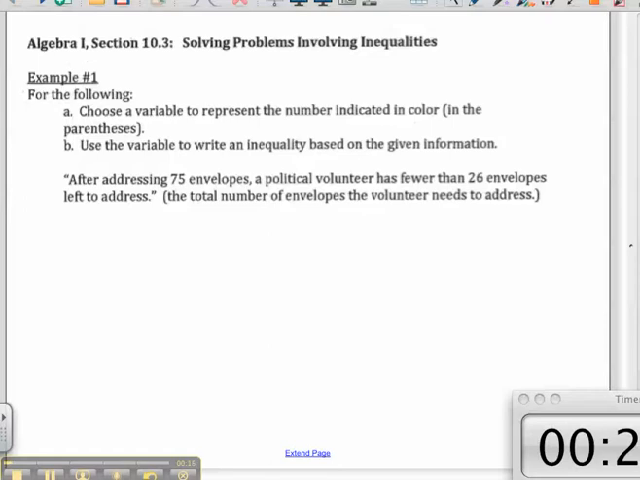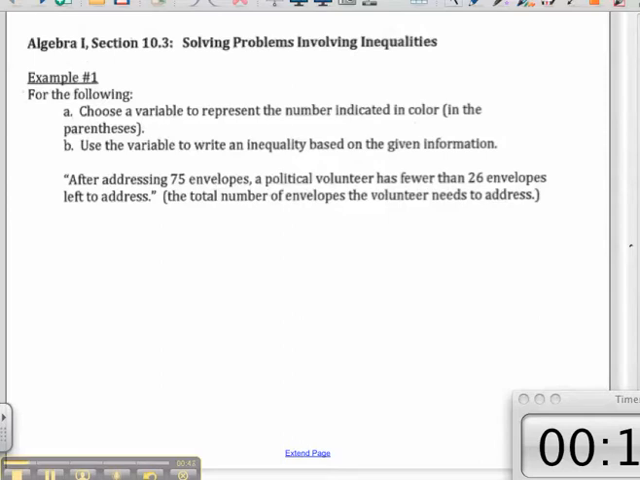Okay? So when we look at this, actually the printed thing, it had it in color, so I put parentheses. Okay? So be looking for the stuff in your homework from the parentheses. That's what you're going to want to look for. But it says in example 1, choose a variable to represent the number indicated in color. In parentheses, really. You won't see the color because your homework's black and white. And then B says, use the variable to write an inequality based on the given information.